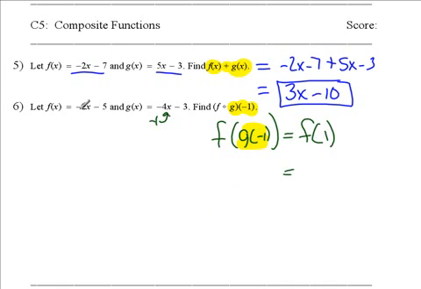f of 1 means go find the f function and put 1 into the x value. Negative 2 times 1 is negative 2, minus 5 more is negative 7. So f of g of negative 1 is negative 7, and we're done with that, number 6.